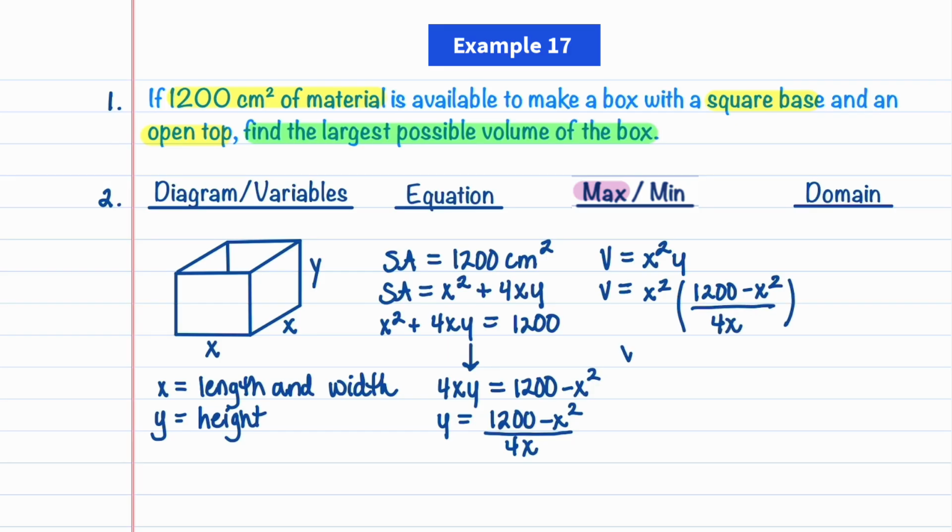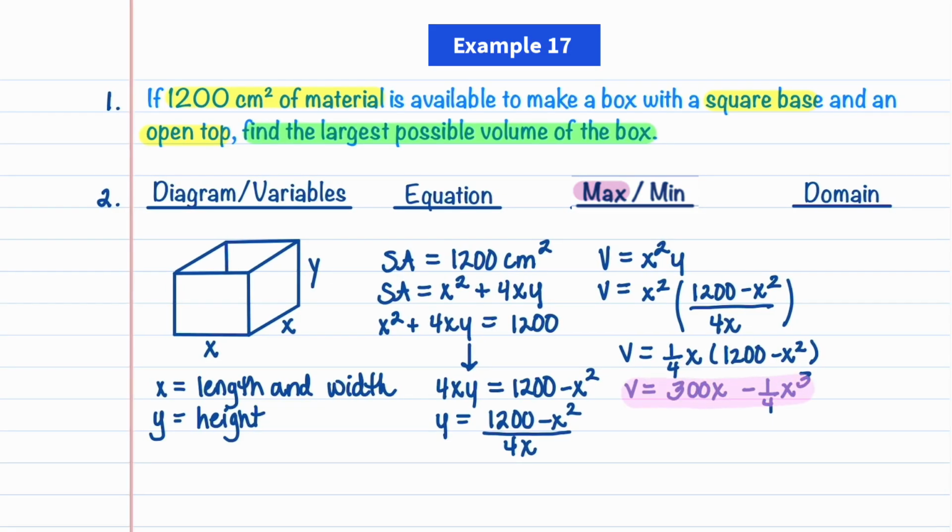So we have x squared times 1200 minus x squared, all divided by 4x. Looks like one of the x's is going to cancel. So we end up with 1/4 x times 1200 minus x squared. Let's go ahead and multiply this through. So we have V is equal to 300x minus 1/4 x cubed. And we are going to need that, so I'm going to go ahead and highlight that.